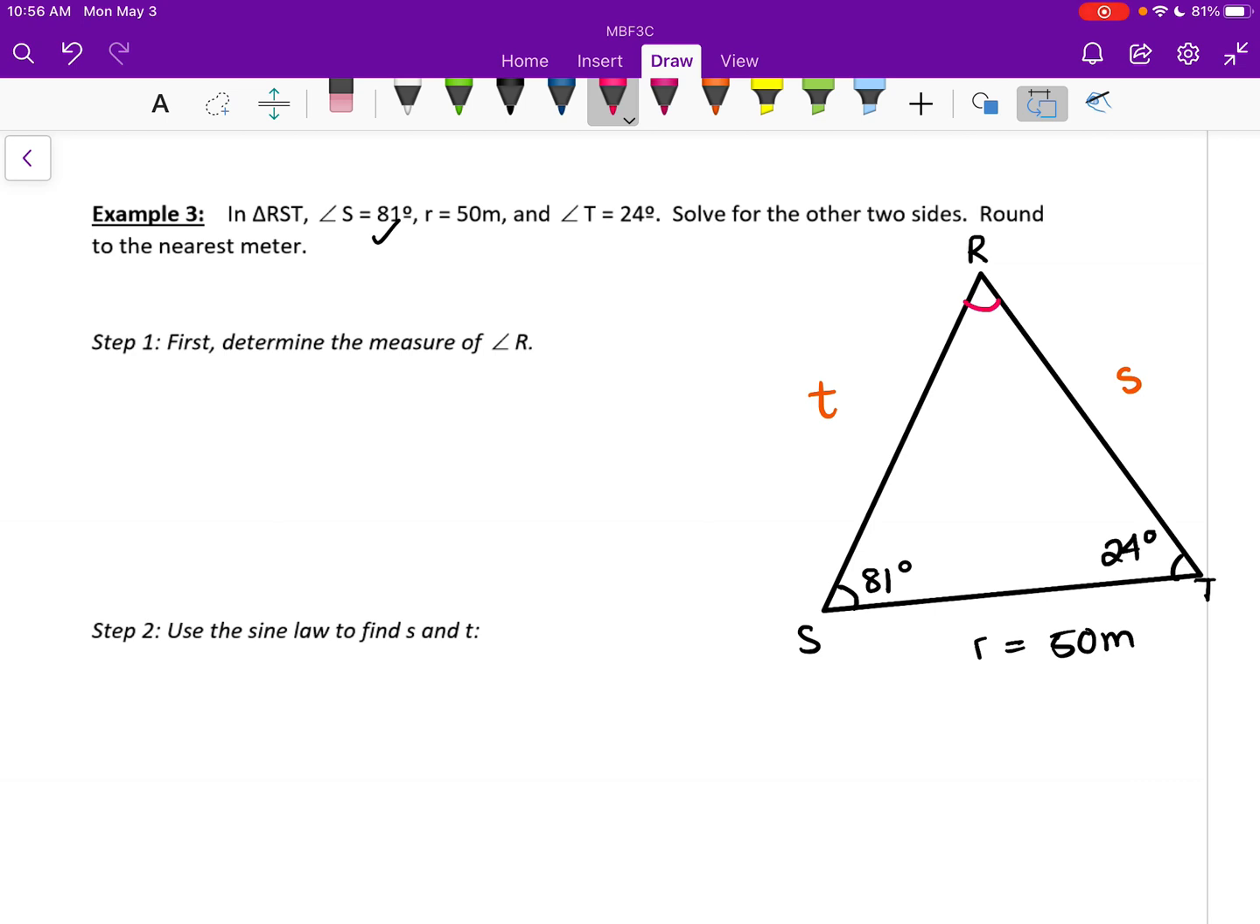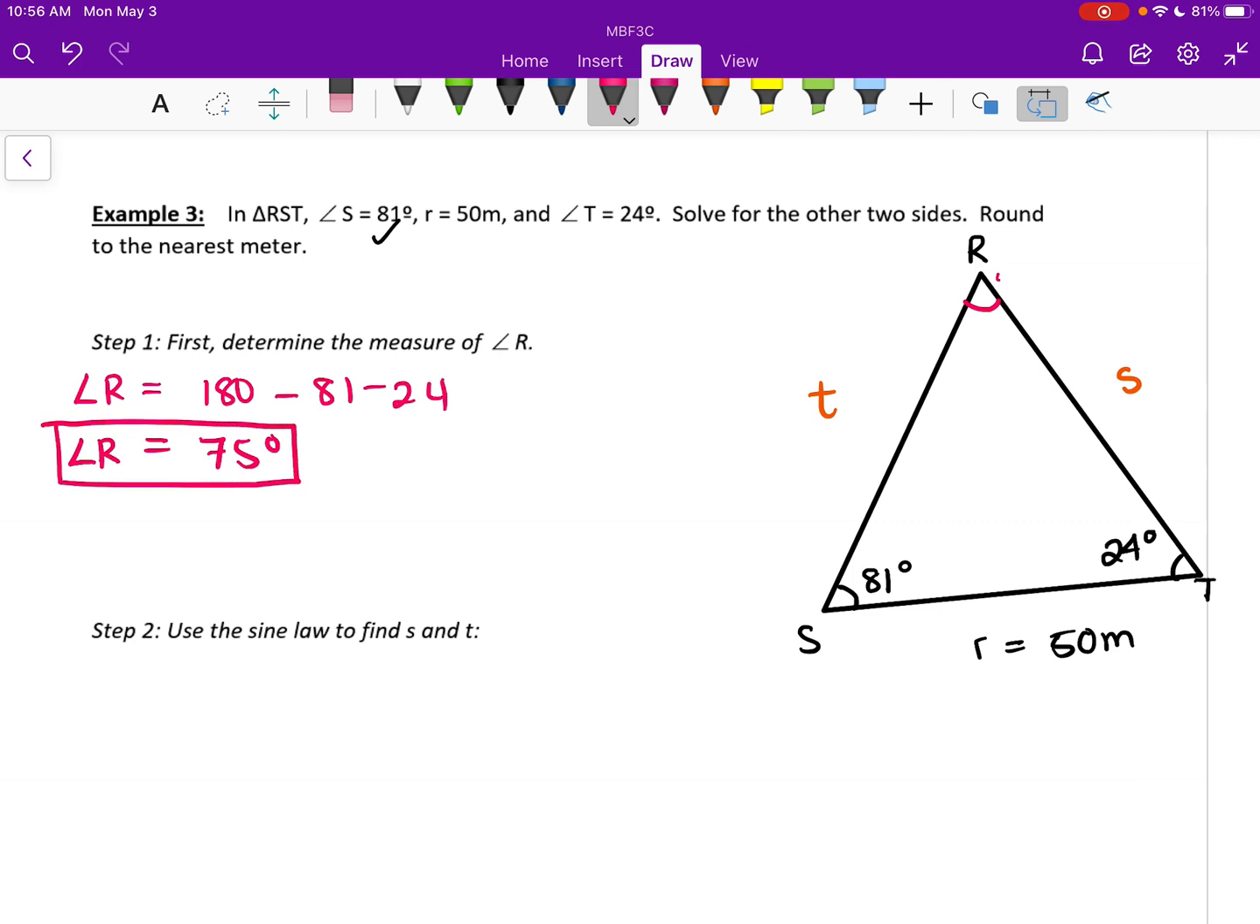I don't know what angle R is, but it's really easy to figure that out. The first thing you want to do is determine the angle of R, because then you'll have a side length and an angle together. Right? So let's go find angle R. Angle R is equal to 180 minus 81 minus 24, right? Because we know all of those add up to 180, which is equal to 75 degrees.